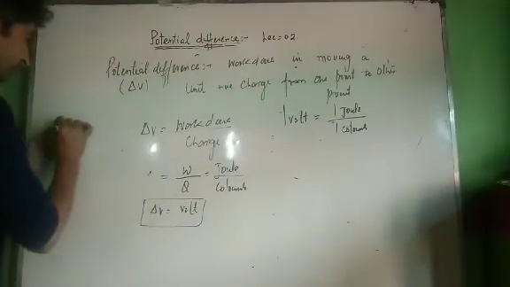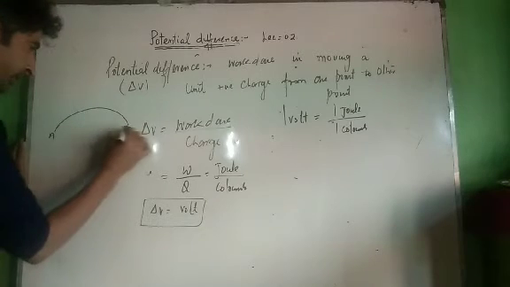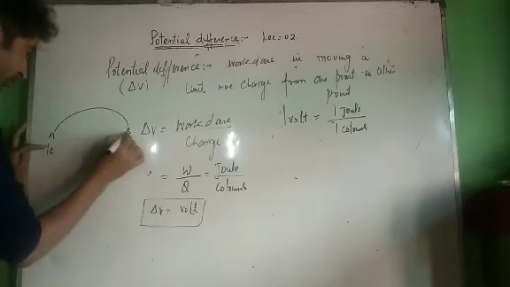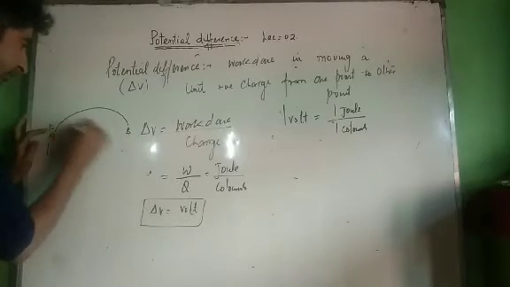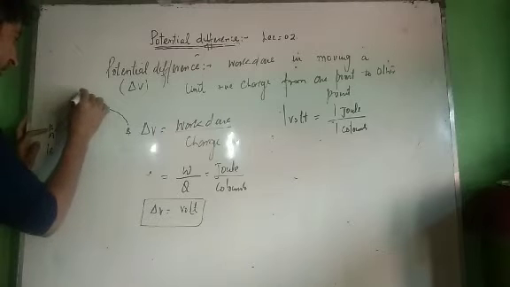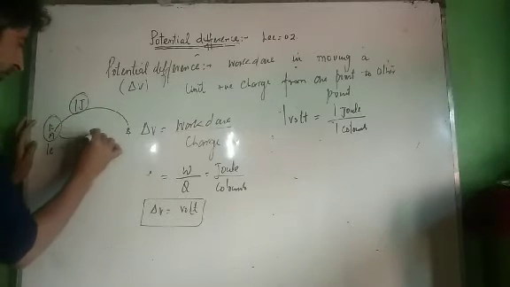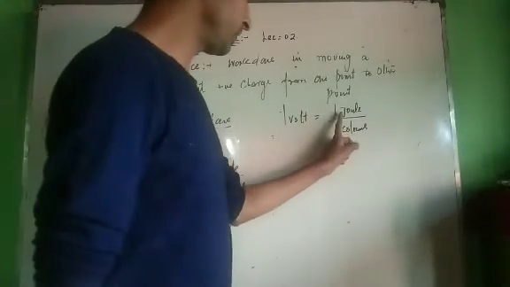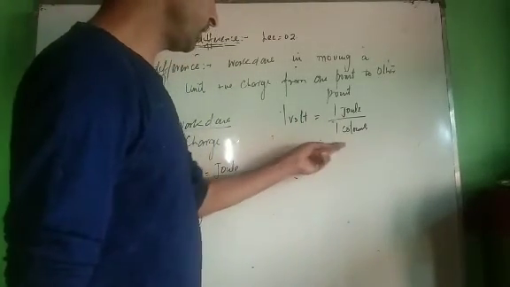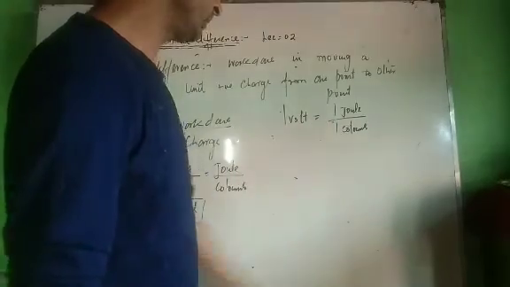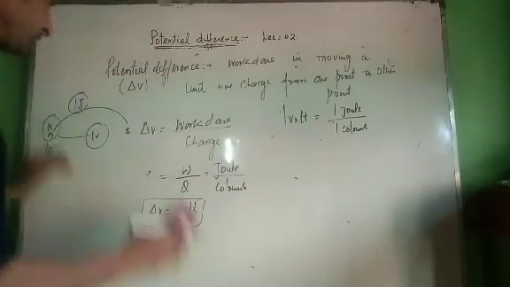Means if we have 2 points, A and B, and we are moving a unit positive charge, that's 1 coulomb of charge, from this point to this point, and the amount of work done is say 1 joule, then this is called 1 volt potential. Potential is said to be 1 volt if 1 joule of work is done in moving a charge of 1 coulomb from one point to another, from one potential to another potential.